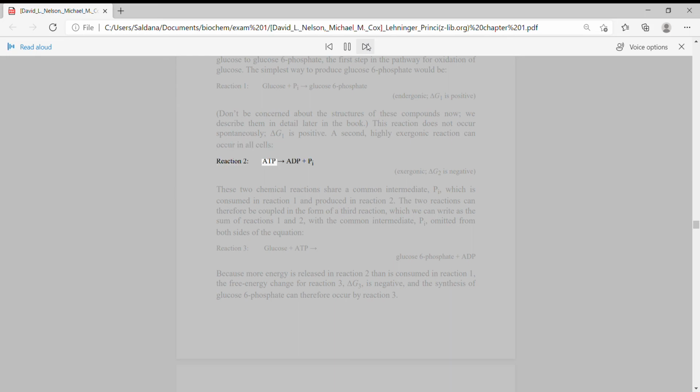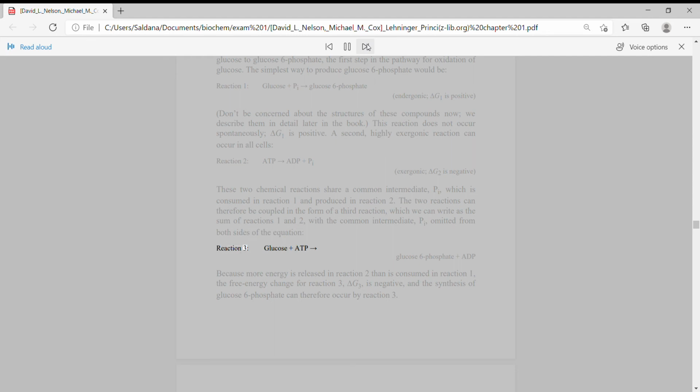Reaction 2: ATP yields ADP plus Pi, exergonic, ΔG2 is negative. These two chemical reactions share a common intermediate, Pi, which is consumed in reaction 1 and produced in reaction 2. The two reactions can therefore be coupled in the form of a third reaction, which we can write as the sum of reactions 1 and 2, with the common intermediate, Pi, omitted from both sides of the equation.